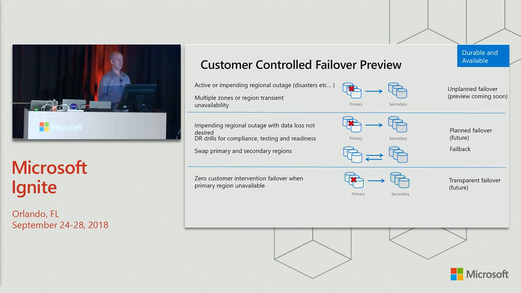Third is a transparent failover. These first 2, the unplanned as well as the planned, require human intervention. So the transparent failover is nice for the 2 a.m. scenario, where you'd like the system just to fail over without waking somebody up in the middle of the night to make a decision. Because at least for me, when I make decisions at 2 a.m. in the morning, sometimes I make the wrong one.